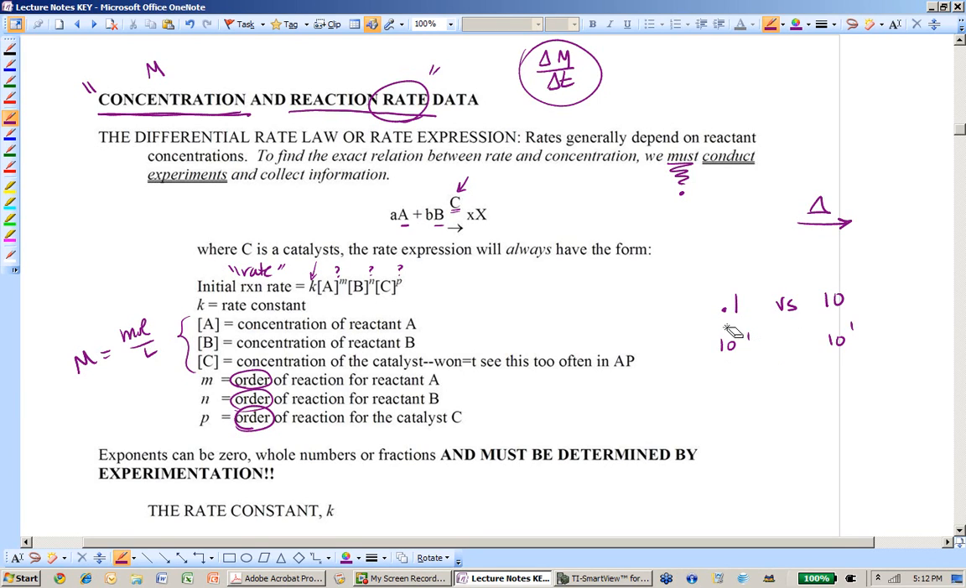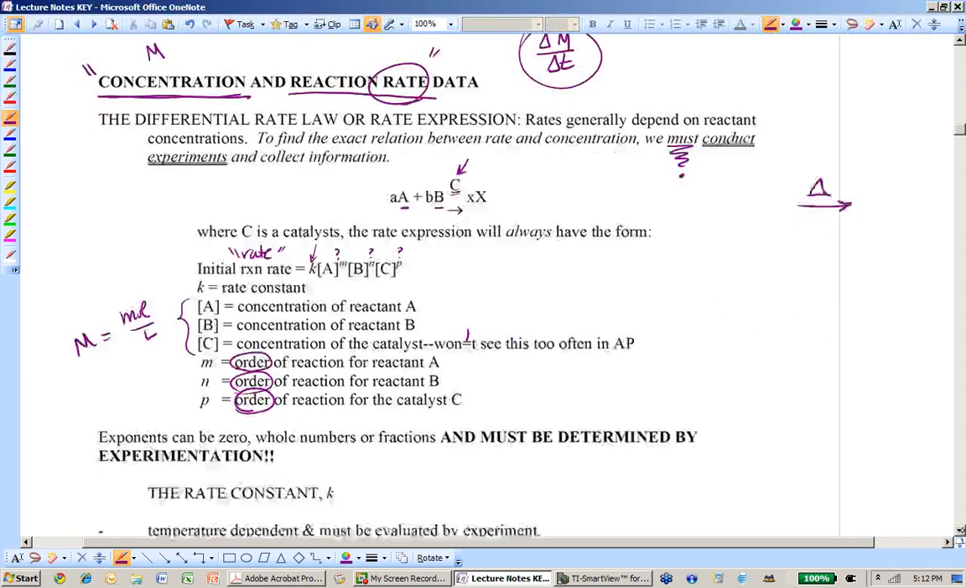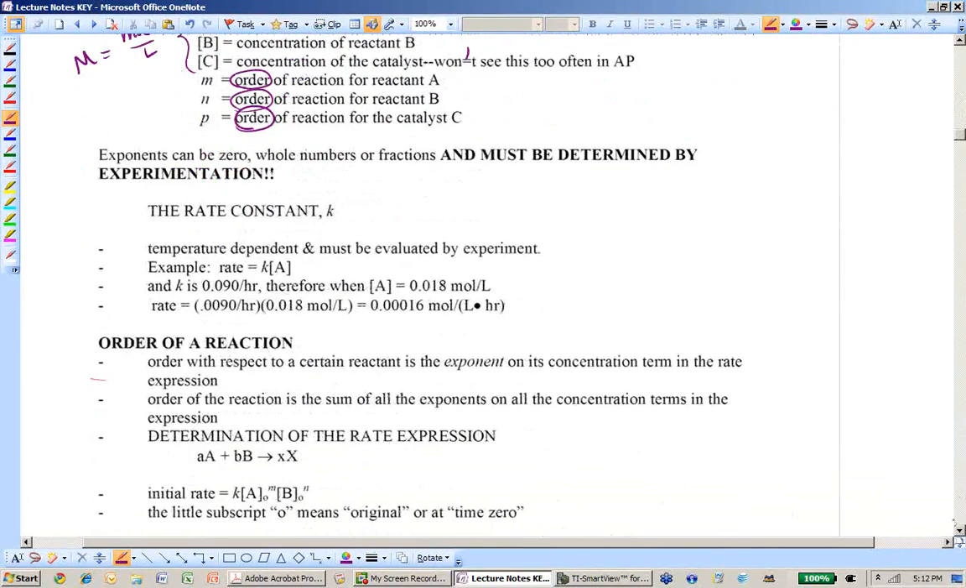I don't know if the word order comes from that concept or not. It's just what we call it. I don't have the historical background on that, and I wish I did. If you Google it or find it, somebody let me know, and I'll give you credit. So m, n, and p are these little exponents up here in the rate law. This is one of those things that's easier to do than to explain. So those exponents, those orders, can be 0, whole numbers, or fractions, which you will see very rarely. But 1/2, which would be a square root, is not that uncommon, so it does show up from time to time. But again, they must be determined by experimentation.